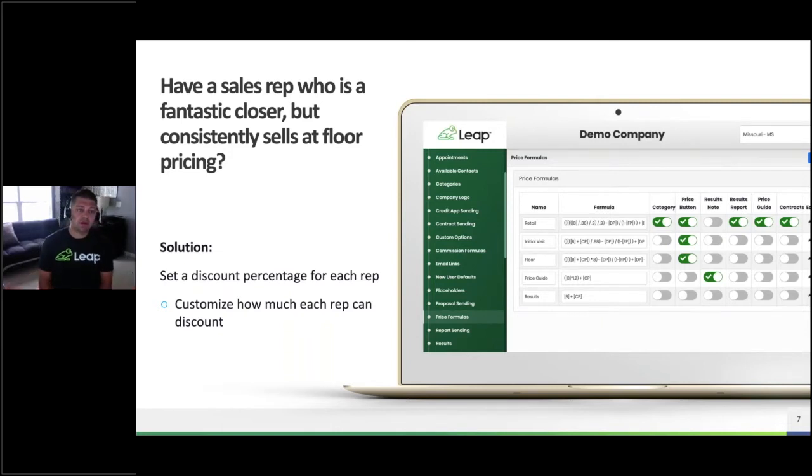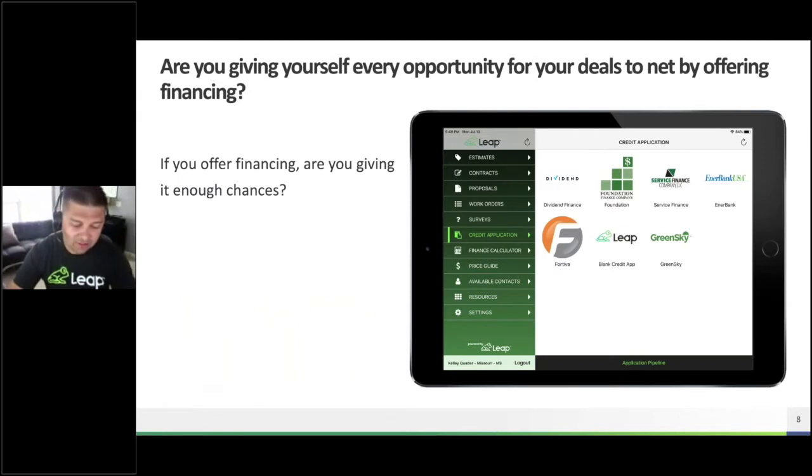The next one I want to talk about is giving yourself every opportunity for your deals to net by offering financing. This is one that I do not think is utilized enough in our industry. And if you're not using financing, you should absolutely be using it. It will increase your closing percentages overnight. It will also increase your dollars per ticket. And if you are using financing and you're not using multiple lenders, especially in the house, you're leaving money on the table.